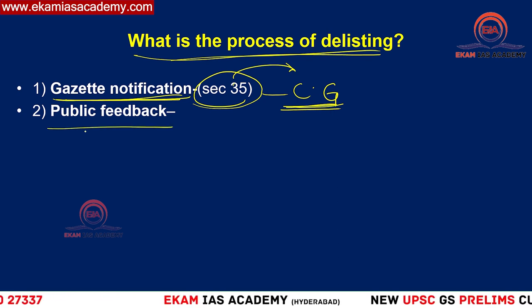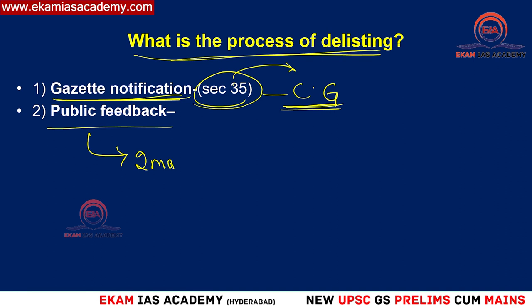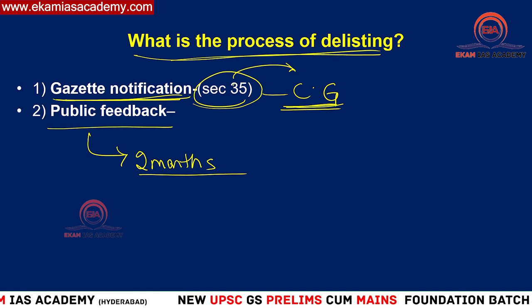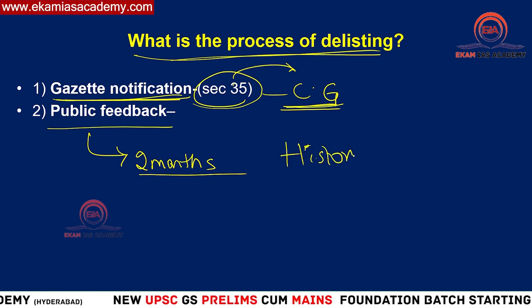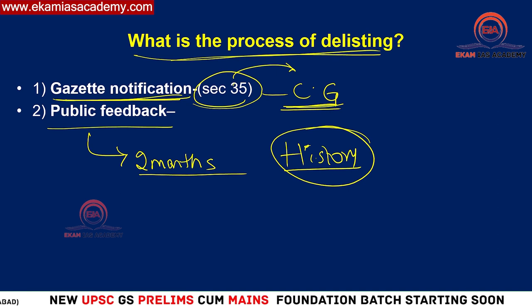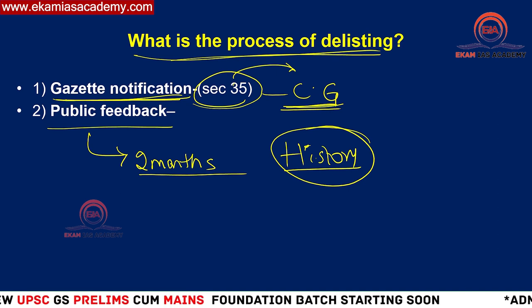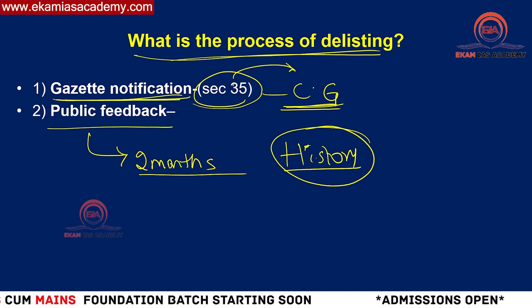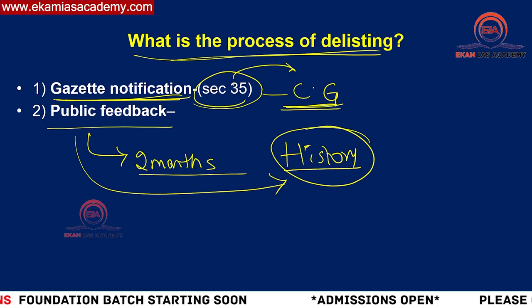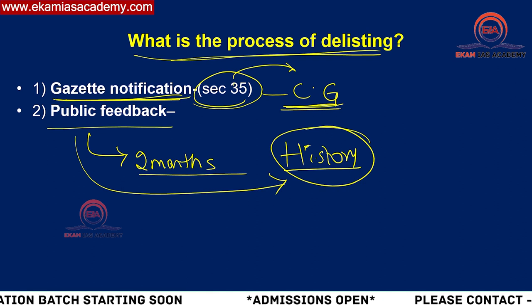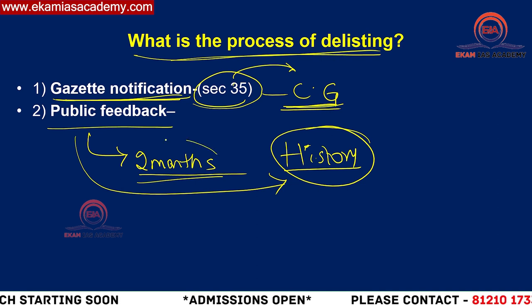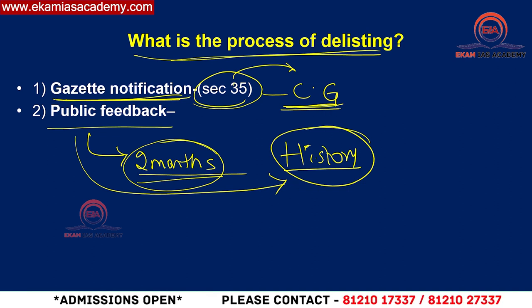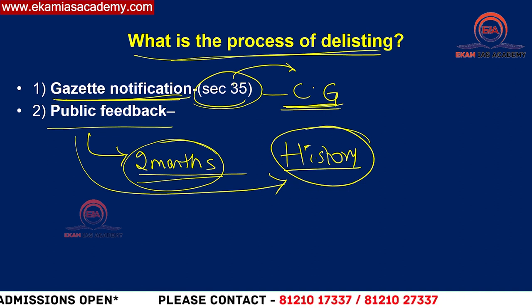After issuing the notification, within 2 months, they have to ask for public opinion, whether there are any public objections, because most of the times history is associated with sentiments, no? Different sections will have attachments and emotional connect with their native things or religious things or the areas they belong to. So it should not hurt the public or violate any public objections. That is why they'll put it into the public domain, and within 2 months of notification, they'll ask for public opinion. If there is any objection, they'll stop the delisting process. So this is the process involved.